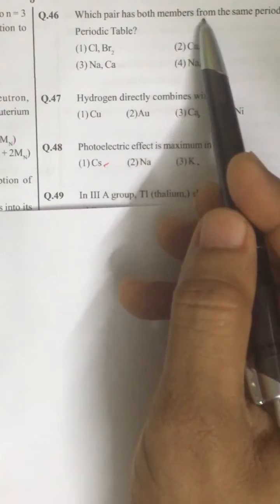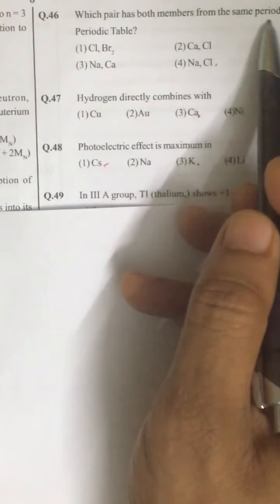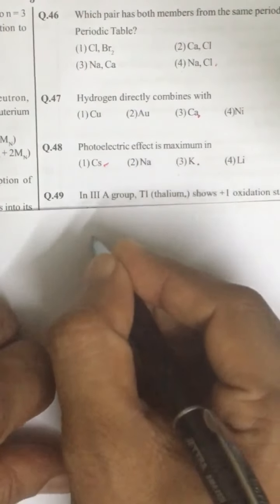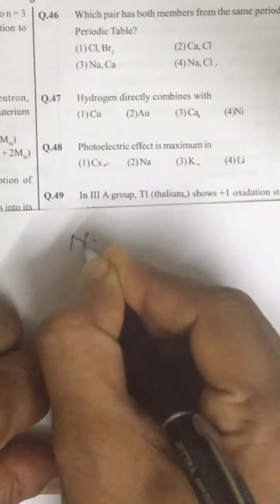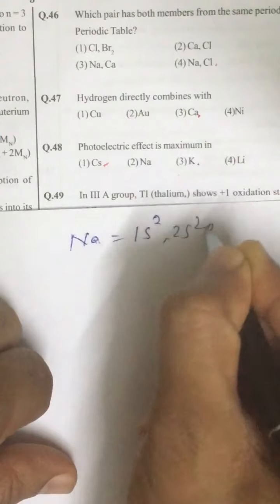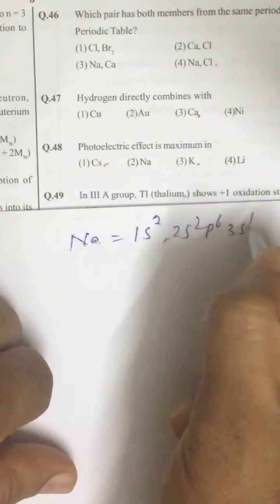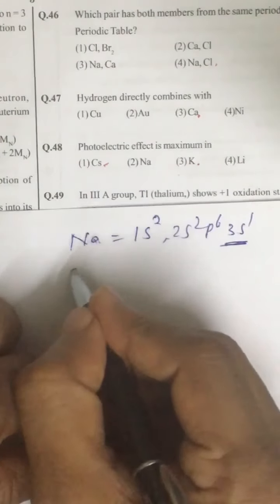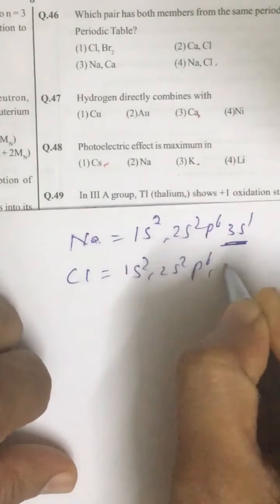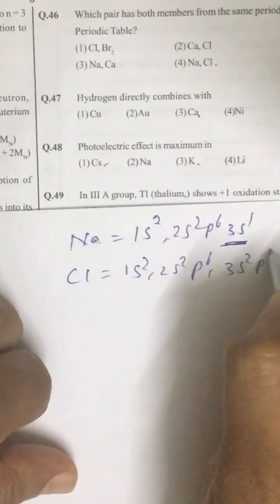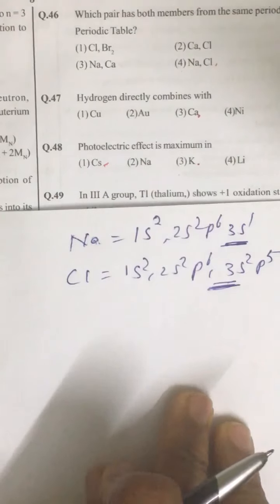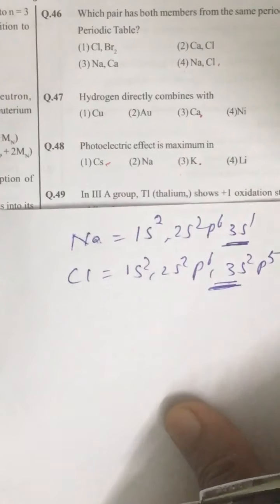Which pair of members are from the same period of the periodic table? Correct answer is the fourth option, sodium. If you look at the configuration, it is 1s2, 2s2, 2p6, 3s1, which means it belongs to the third period. Look at chlorine, 1s2, 2s2, 2p6, 3s2, 3p5. So it also belongs to the same period. So these two belong to the same period.